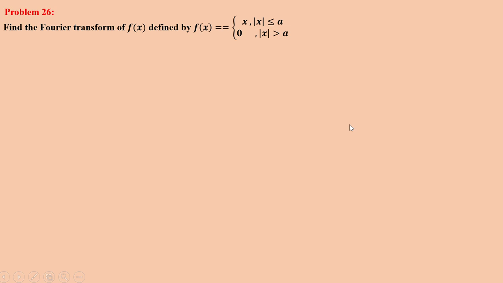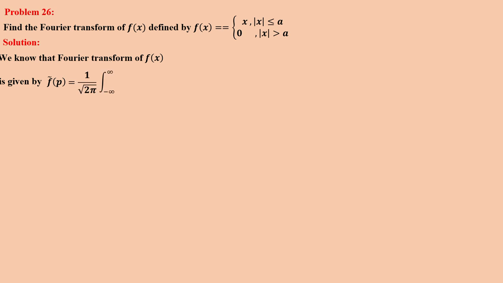Next problem: the Fourier transform of f(x), where f(x) is equal to x for |x| less than or equal to a, and 0 for |x| greater than a. The Fourier transform of f(x) from the definition: f bar of p is equal to 1 by root 2 pi, integral from minus infinity to plus infinity, e power i p x f(x) dx. That is equation number 1.